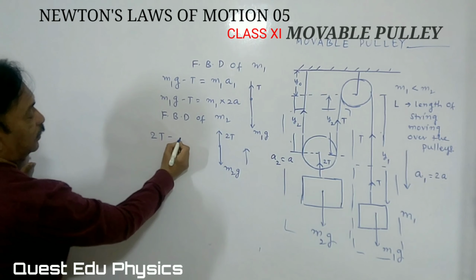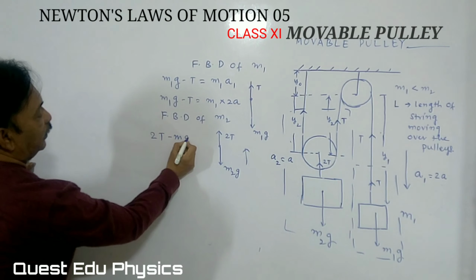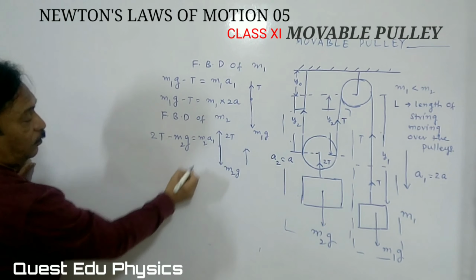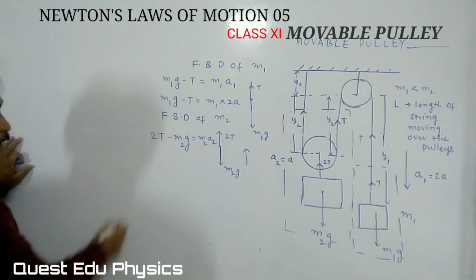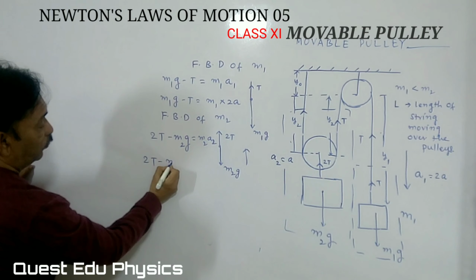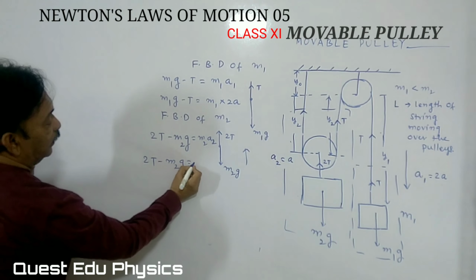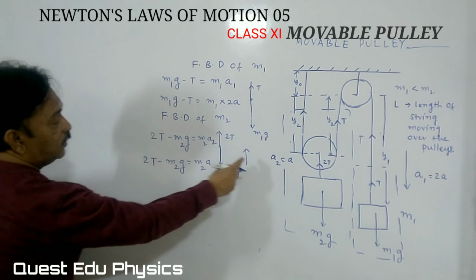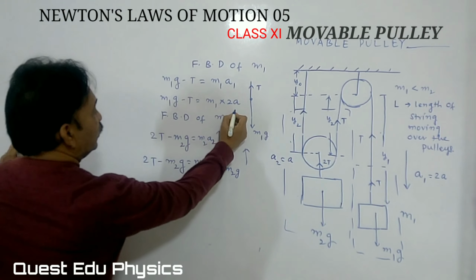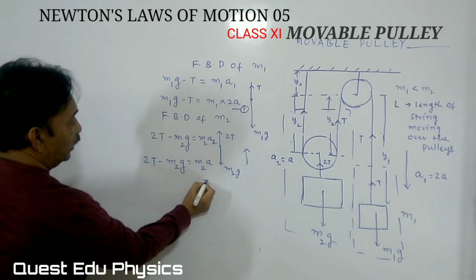2T minus M2G is equal to M2A2. That is 2T minus M2G is equal to M2A, since A2 is equal to A. Okay, it is the equation 1 and this is the 2.